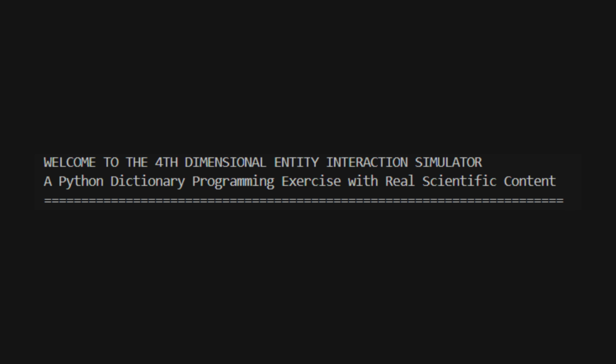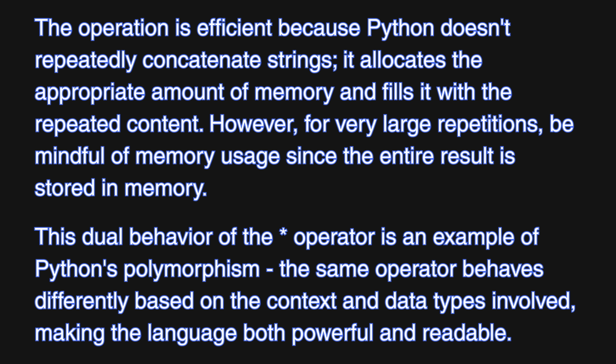In addition to string repetition, some people call it string multiplication. People find it incredibly useful for creating visual formatting. Instead of typing 60 equal signs manually, which is tedious and error-prone, Python lets us generate them automatically.